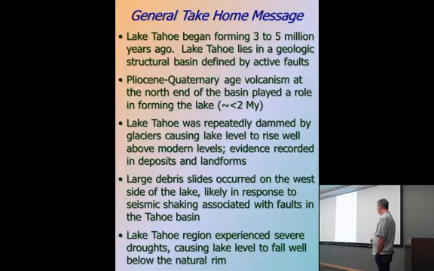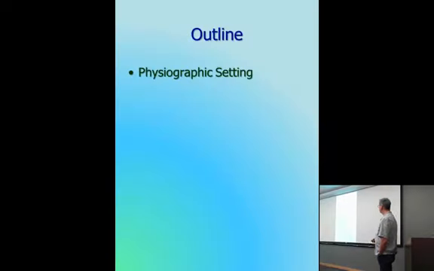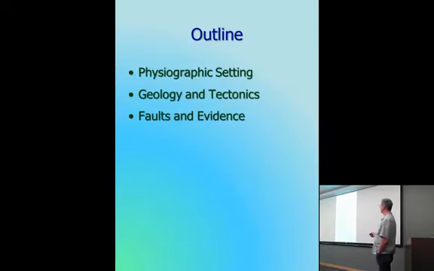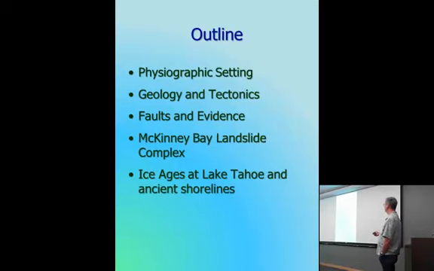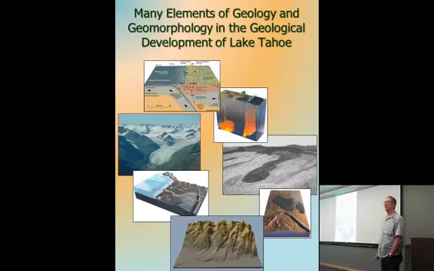And then, since we're in the realm of climate change, there is evidence that there have been severe droughts throughout the western United States, which impacted the Lake Tahoe region and caused a tremendous decline in lake level well below the natural rim. Okay, so we'll talk a little bit about physiographic setting, the geology and tectonics, the faults and evidence for them, the McKinney Bay landslide complex, the ice ages, Tahoe lake levels, and implications for changing lake levels.